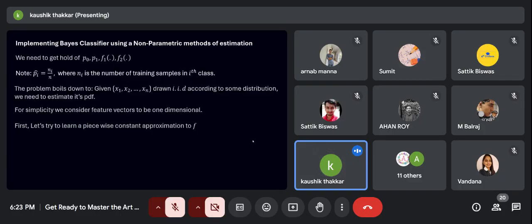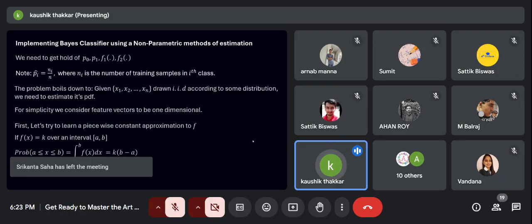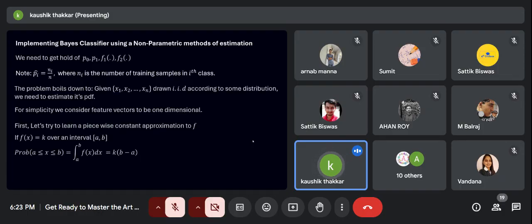So we'll start with a very simple thing to do. Let's try to learn a piecewise constant approximation to the density function. Let's say the density takes a constant value k over an interval a to b. Now the probability that x lies between a and b is nothing but the integral of f(x) dx from a to b. That's nothing but k times (b minus a), right? So k is basically the probability divided by the length of the interval, right?